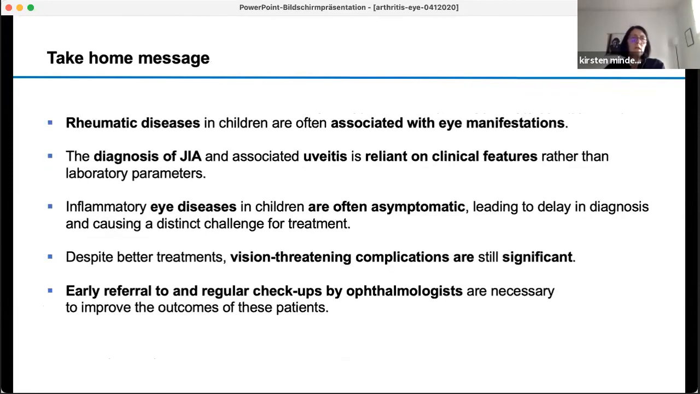And this brings me to my take-home messages. Rheumatic diseases in children are often associated with eye manifestations, mainly uveitis. The diagnosis of JRA and associated uveitis relies on clinical features rather than serological or genetic investigations. Inflammatory eye diseases in children are often asymptomatic, leading to delay in diagnosis and causing a distinct challenge for treatment. Despite better treatments, vision-threatening complications are still significant. And early referral to and regular checkups by ophthalmologists are necessary to further improve the outcomes of our patients.